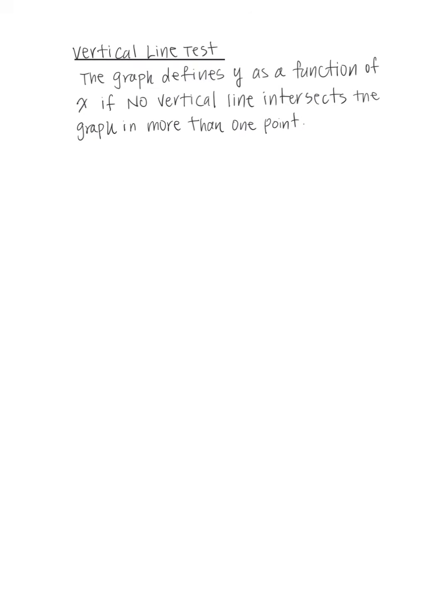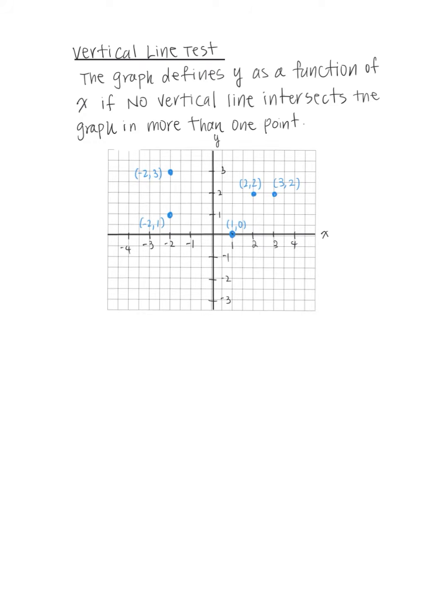Okay, so here comes the vertical line test. It says the graph defines y as a function of x if no vertical line intersects the graph in more than 1 point. So going back to the previous example, if I draw a line straight through here, do you see that that line has 2 points on it? So right there, we already know that y is not a function of x. Okay, and then over here, let me just draw a straight line through (1, 0). Notice that that line intersects (1, 0) only. And so same thing as (2, 2) and (3, 2).